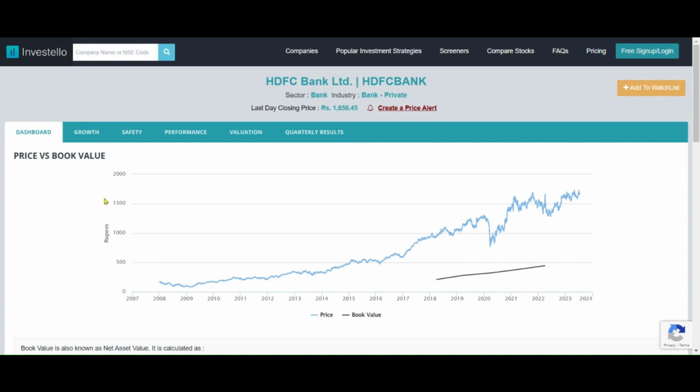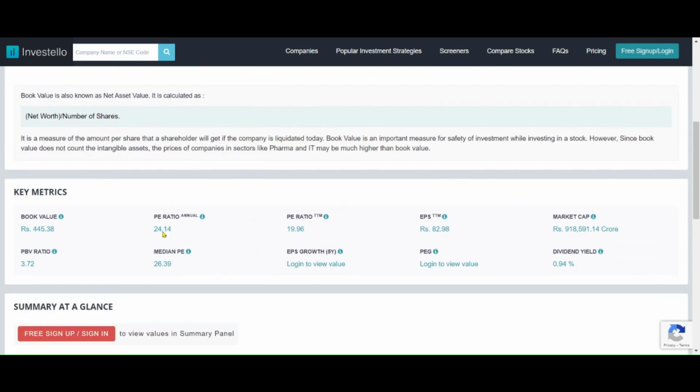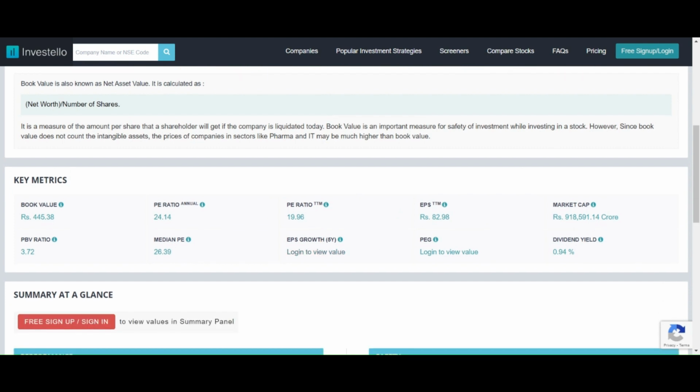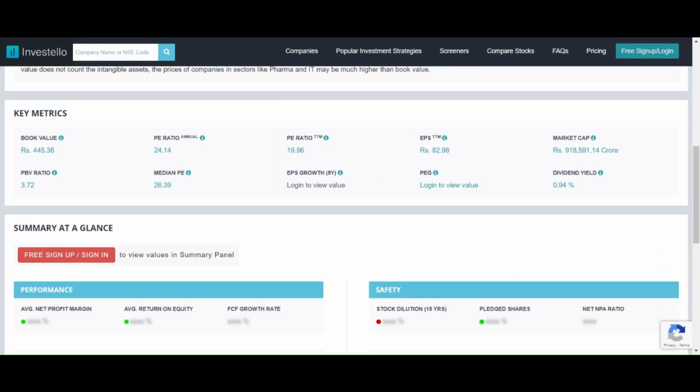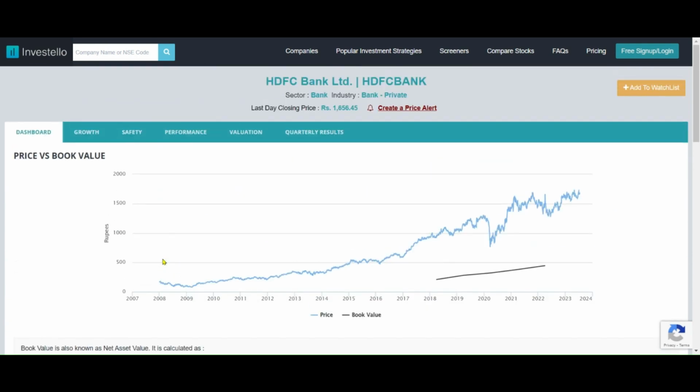quarterly results. Dashboard again shows you the price chart year on year. You can see the trend here, and it also gives the key metrics like book value, PE ratio, earnings per share, market cap, etc. These parameters you can also Google to see what they are and what range they should be in. And one good thing about Investello is that it also tells us what these values should be.